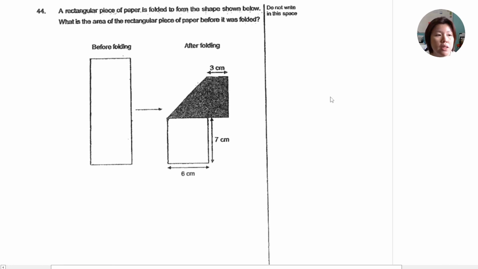Okay, this is area and perimeter. There's a rectangular piece of paper which is folded to form this shape here. So he's asking for the area of the rectangular piece of paper before it was folded, which is this one. Okay, we have the measurements here. Normally, we will draw back the line before it was folded. Okay, let's draw back the line.